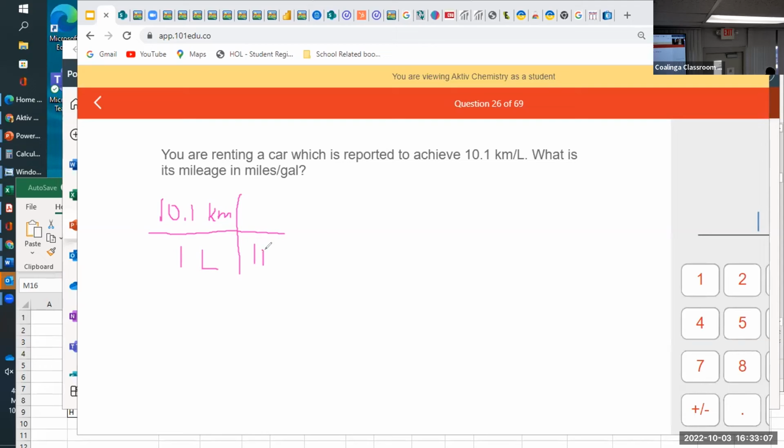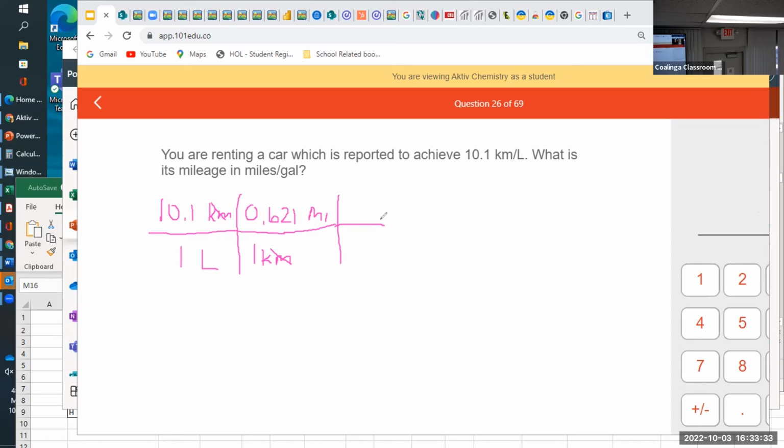So 1 kilometer equals how many miles? Oh, it's on the kilometer version. It's 0.6. So the kilometers are going to cancel out. Where I found it was on... Oh, I see. Oh, I'm blind.